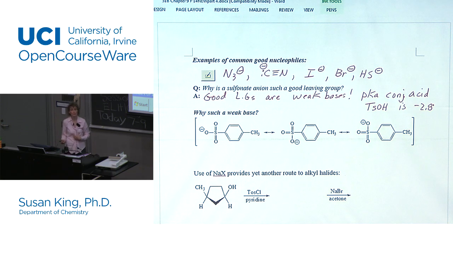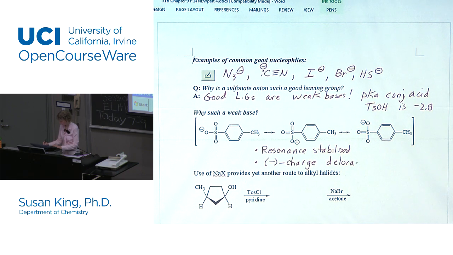All right, so we know it's a good leaving group, and one of the reasons why is that it is highly resonance stabilized. I have all of the resonance structures drawn here. We also have the negative charge delocalized over 3 atoms. All right, so we can make a tosylate.